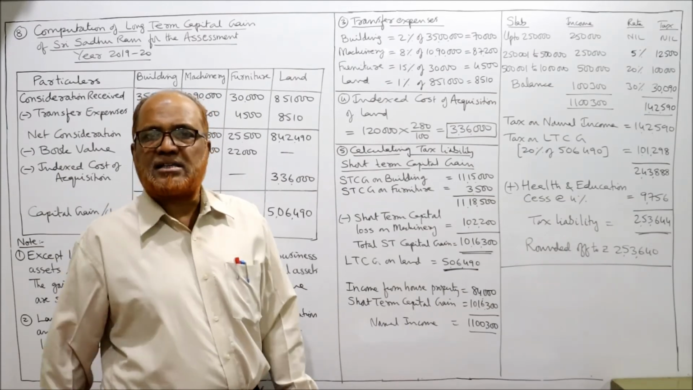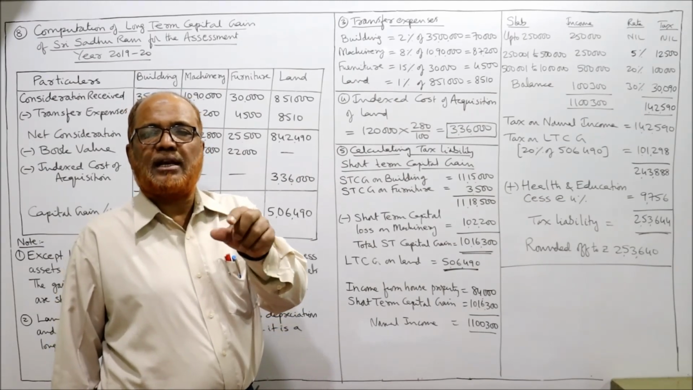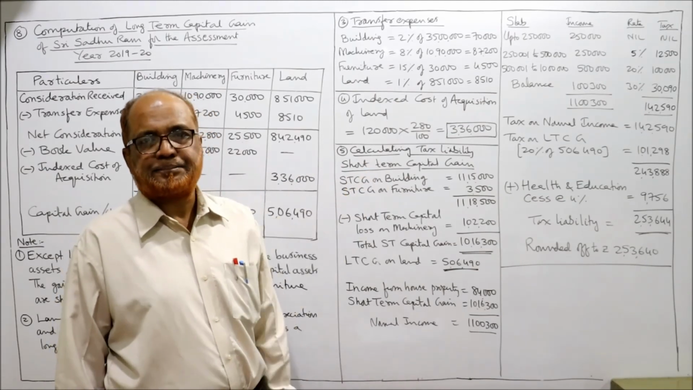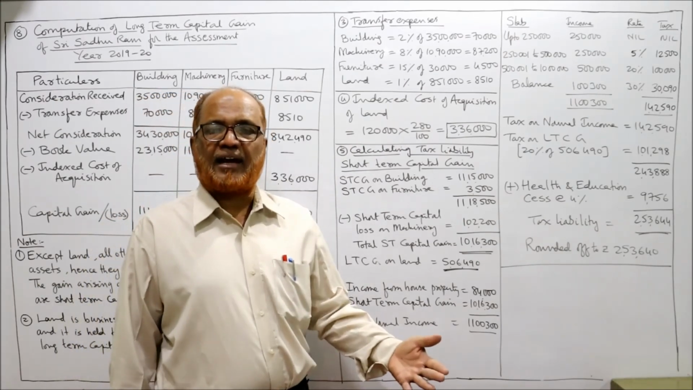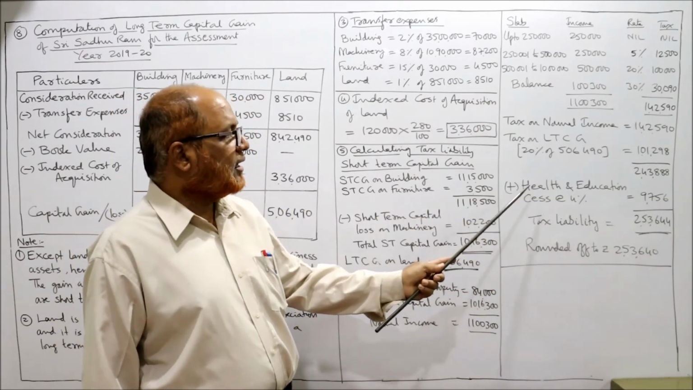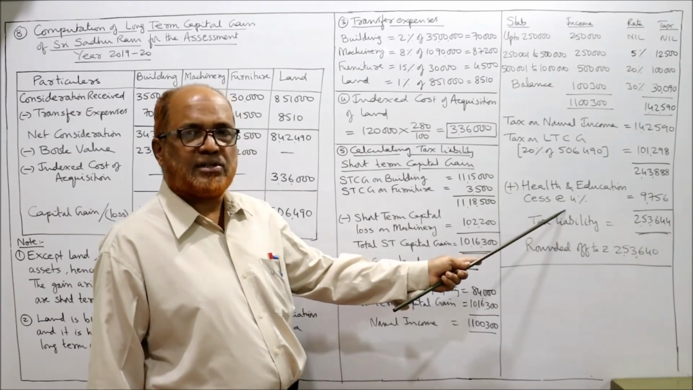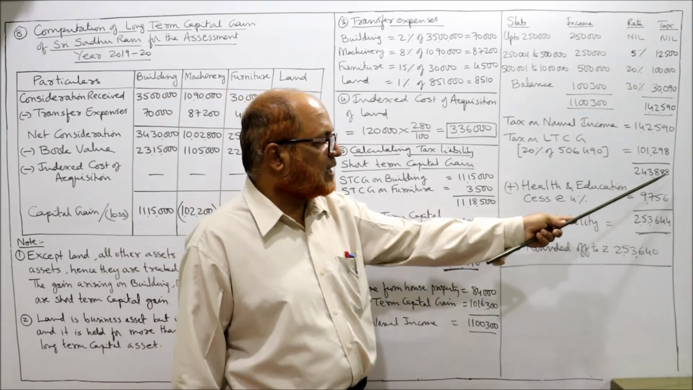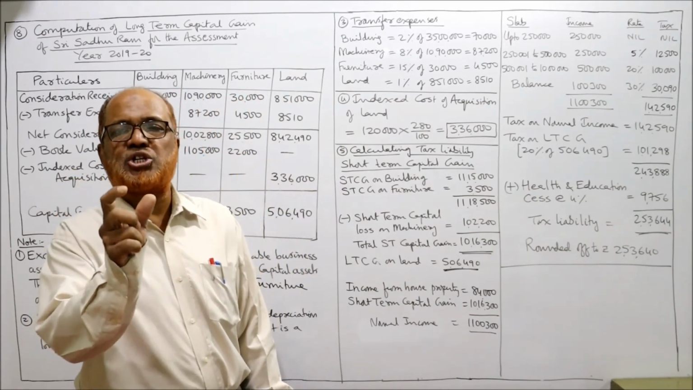On this total tax, surcharge is not there. Surcharge will be applied only if the total income exceeds 50 lakh. If the total income exceeds 50 lakh, then only surcharge will be applicable. Here there is no surcharge. So plus health and education cess 4%. So 4% of 243,888, 9,756 is the health and education cess.